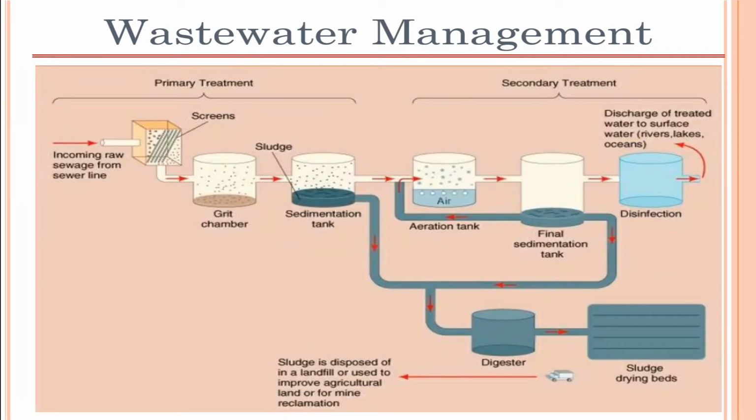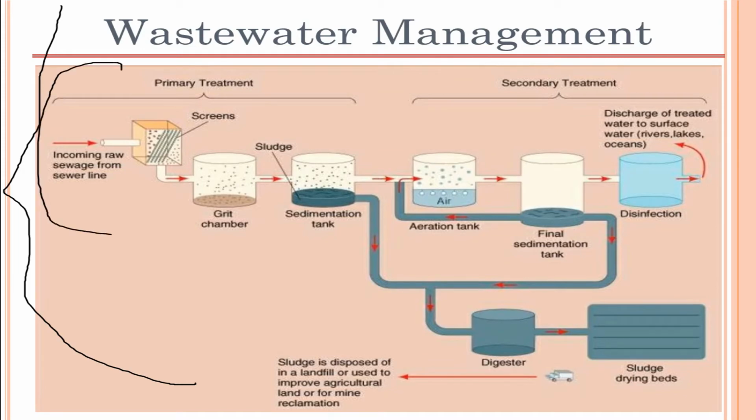So starting off, this is the general layout. I'll be explaining each and every point in detail. Before moving to the primary treatment, we have a preliminary step. In the preliminary step, what happens is removal of large particles, large rocks or large sand particles, which are filtered or churned out from the wastewater.